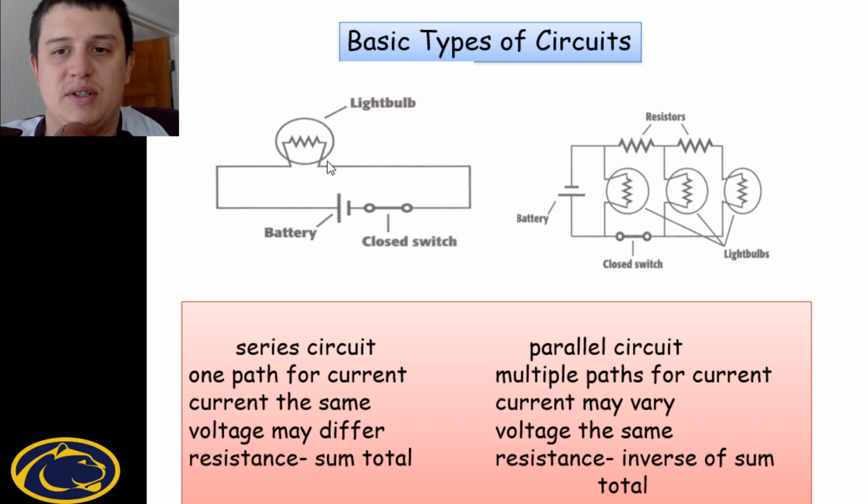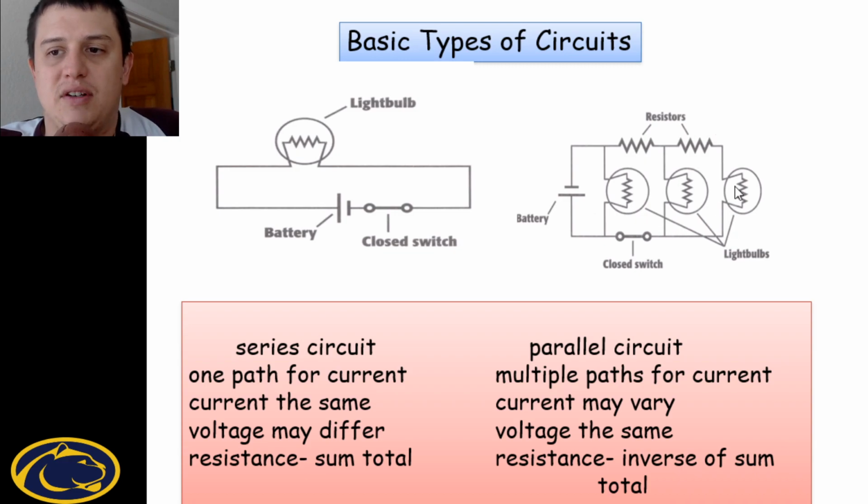Basic types of circuits. So you have a series circuit. Everything goes in line. There's only one pathway for all of the electricity flow. In this case, you have a parallel circuit. So you actually have multiple pathways because they're running parallel to each other to allow electricity to flow. So it can flow down this one, it can flow down this one, and this one.